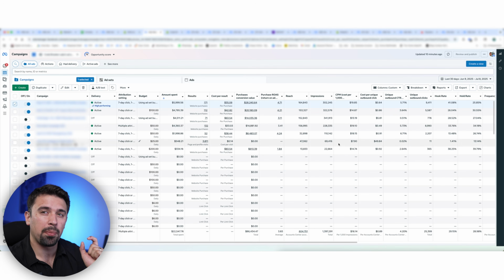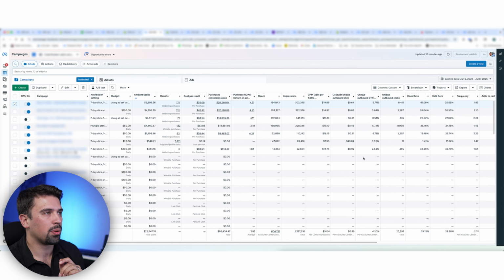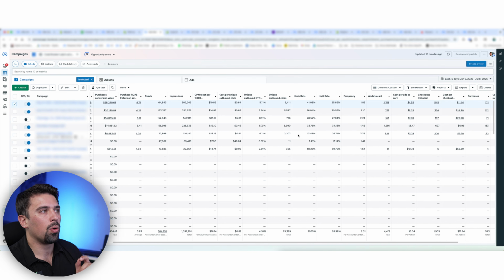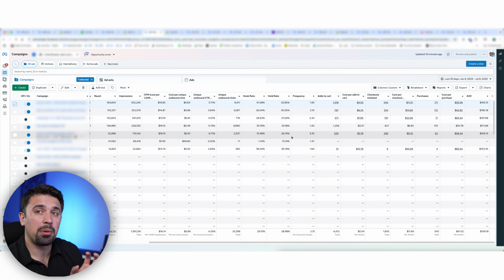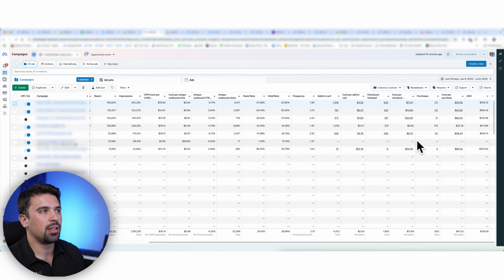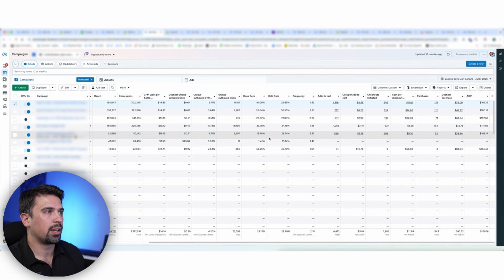If I'm not sure what the problem is, I'll start looking at, okay, is it my creatives? I'm looking at the cost per click and the CTR, or the hook rate and the hold rate, or maybe those are fine. Is it maybe my funnel, or is it my product, or is it my offer? Then I'm looking over at these ratios and stuff like that.